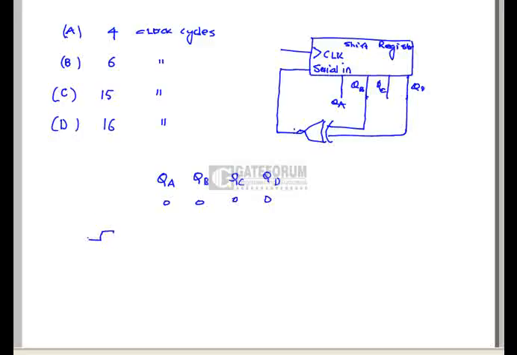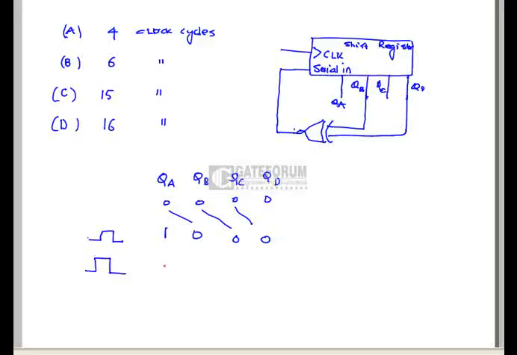If I apply the first clock pulse, QA and QD are applied to the XNOR input, and then it is fed back to the serial input. If both are equal, then only QA equals 1. Again it is shifted, giving 1, 0, 0, 0.